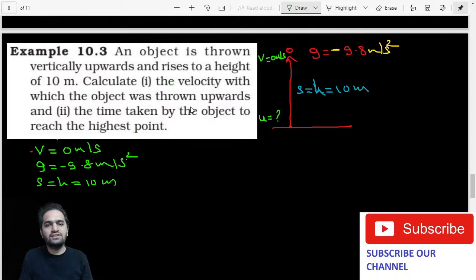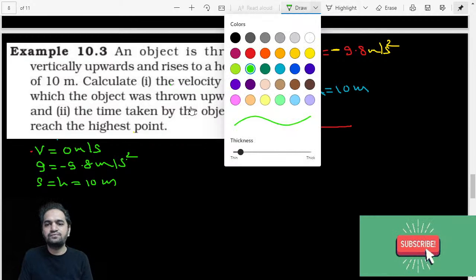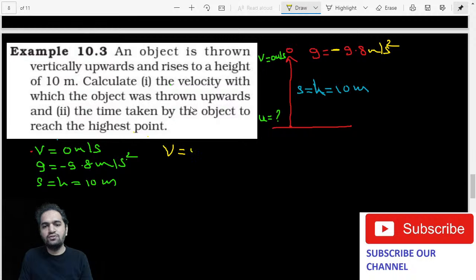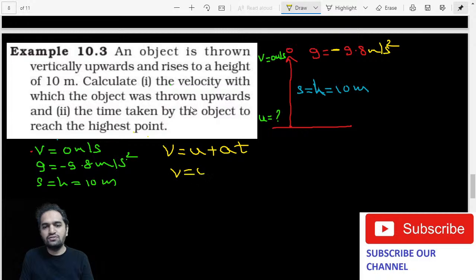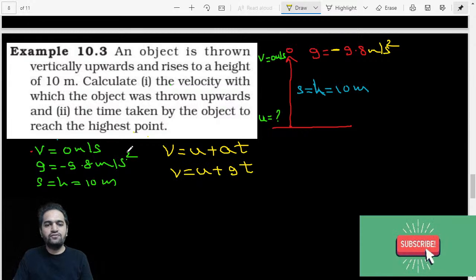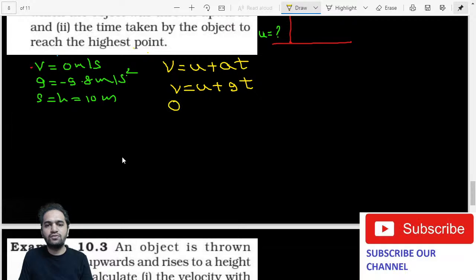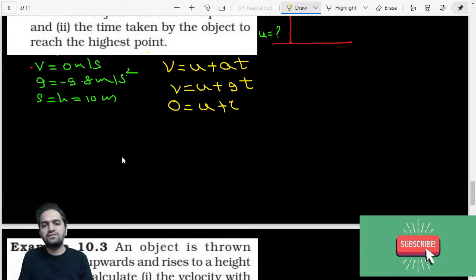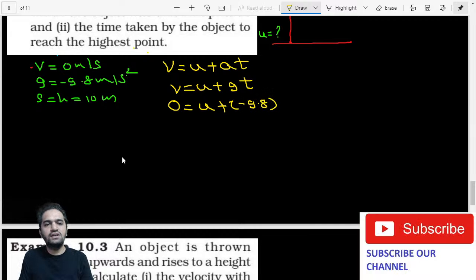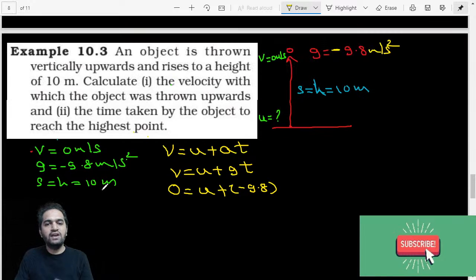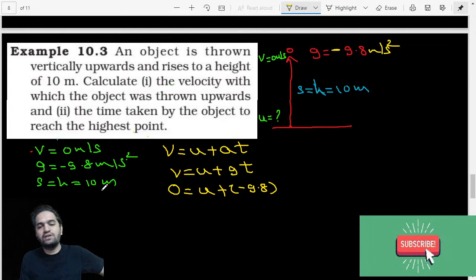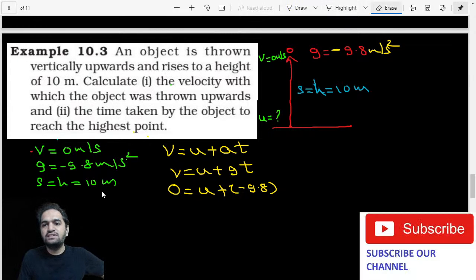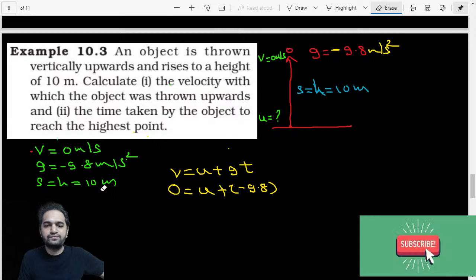They are asking the initial velocity, that means u. v is equal to u plus at, that means gt basically. This can be written as v is equal to u plus gt. Right? What is the value of v? Value of v is 0. Value of u we have to calculate. Value of g is minus 9.8. And what about t? Do we have the t? No. Then we cannot use this formula. If we don't have the t, then we have to use some different formula.